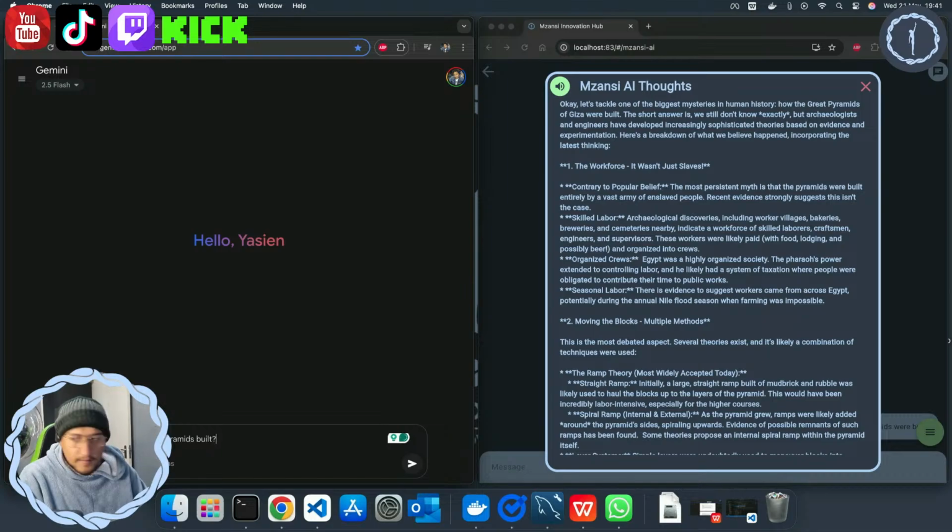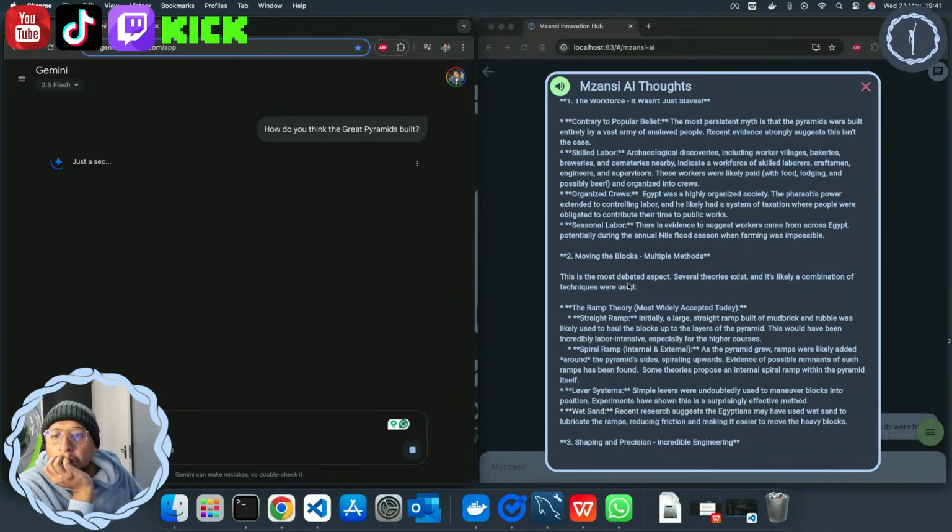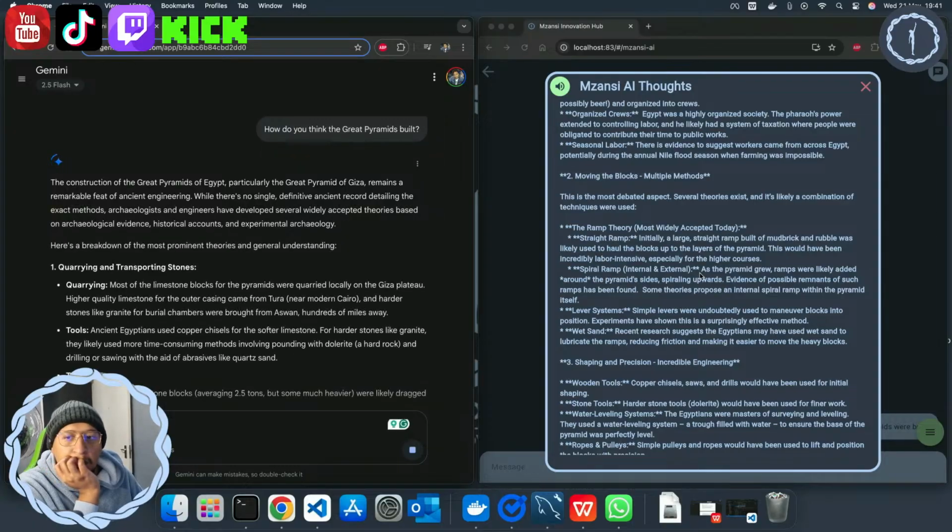The ramp theory, most widely accepted today. Straight ramp, initially a large, straight ramp built of mud brick and rubble was likely used to haul the blocks up to the layers of the pyramid. This would have been incredibly labor-intensive, especially for the higher courses. Spiral ramp, internal and external. As the pyramid grew, ramps were likely added around the pyramid's sides, spiraling upwards. Evidence of possible remnants of such ramps has been found. Some theories propose an internal spiral ramp within the pyramid itself. Lever systems, simple levers were undoubtedly used to maneuver blocks into position. Experiments have shown this is a surprisingly effective method. Wet sand, recent research suggests the Egyptians may have used wet sand to lubricate the ramps, reducing friction and making it easier to move the heavy blocks.